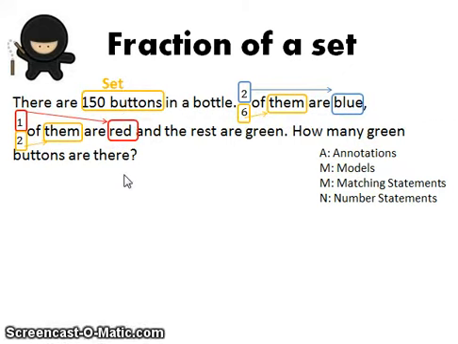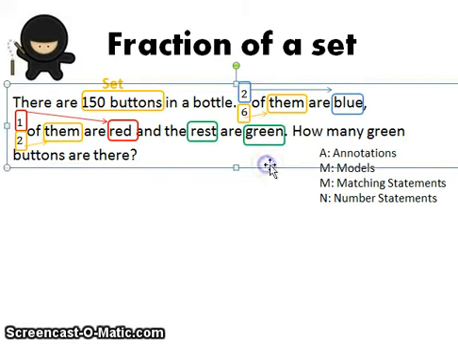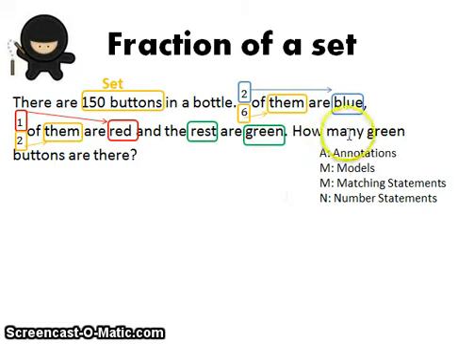Right? And the rest are green. The rest are green. So my question asks me, how many green buttons are there? So this is where my question mark will go. Alright, the number of green buttons.